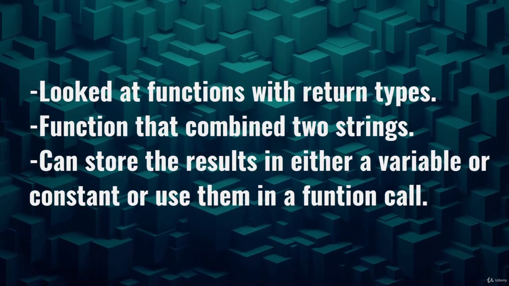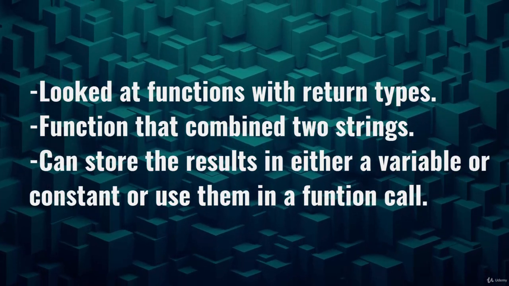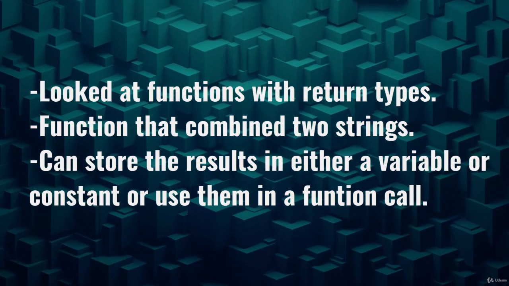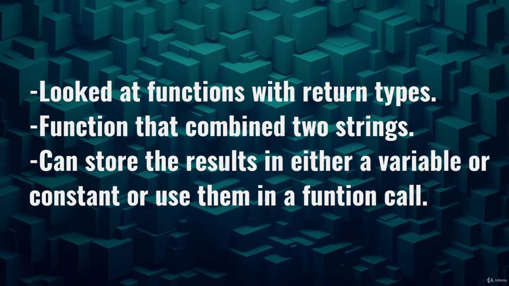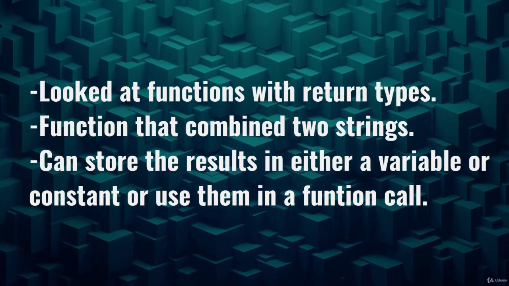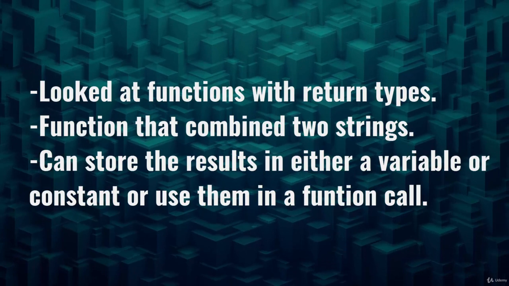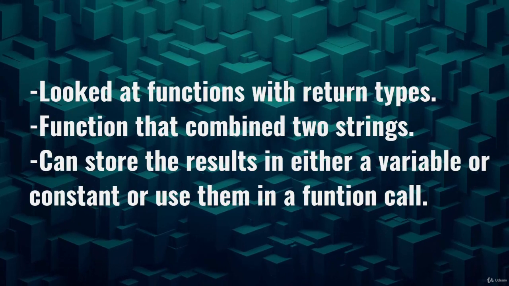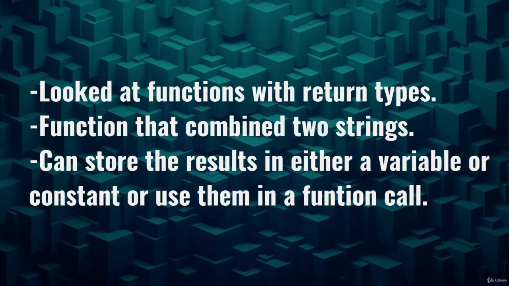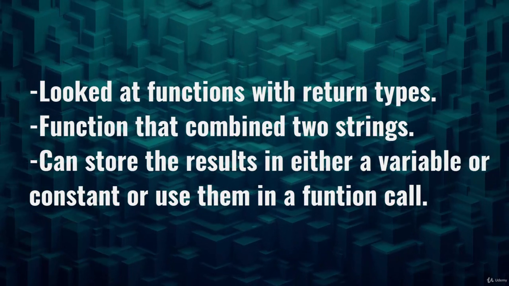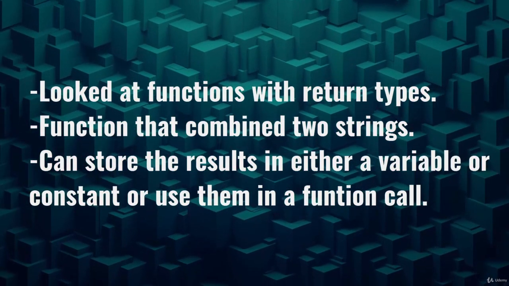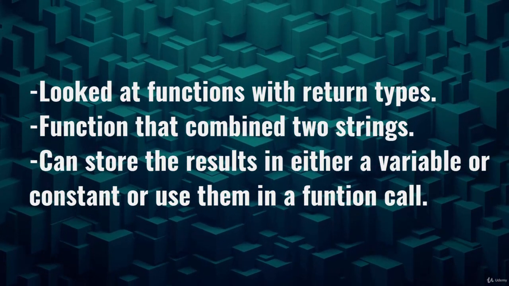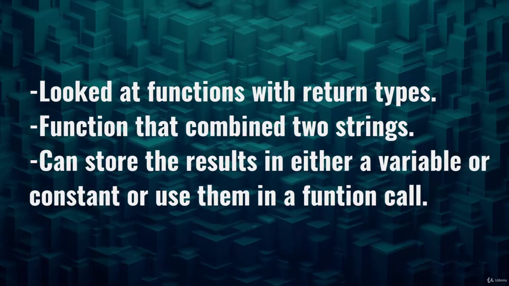So the first function we looked at really was the combined strings function, and it just took in two strings as parameters, combined them, so added one right onto the end of the other, and returned the results. So that was going to be a string that had the two strings combined. So we saw that we can either store the results in a variable or a constant, or we can use them in a function call. So in the print function we actually did a direct call to the combined strings function, and basically it performs the call to the function, combines the strings, returns the string, and then prints it out there. Okay, so now we're going to be looking at functions with multiple return types.